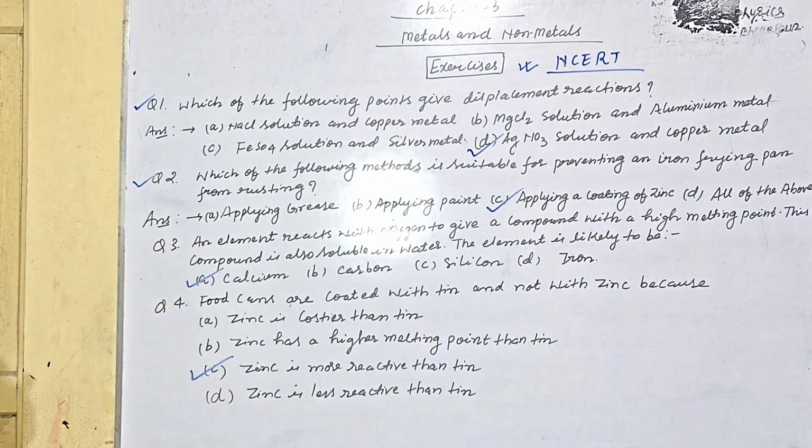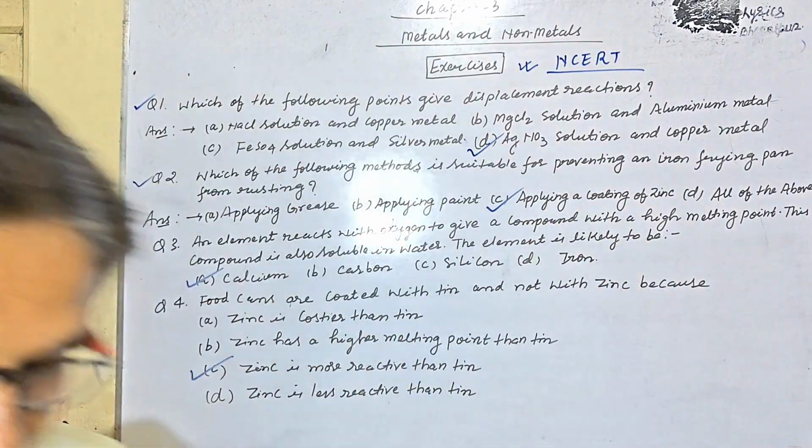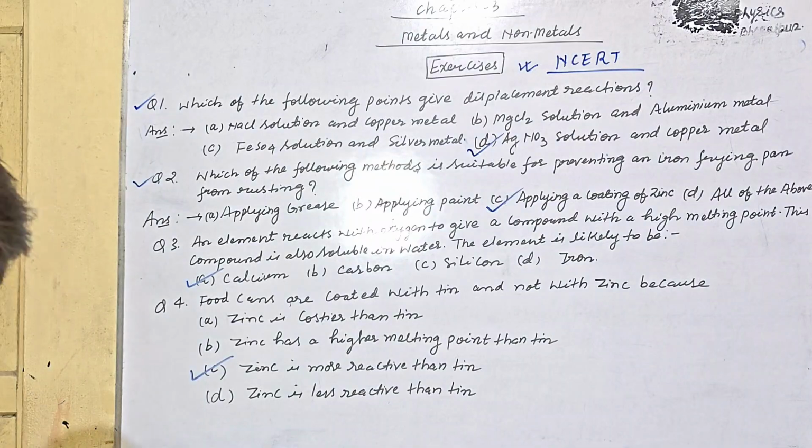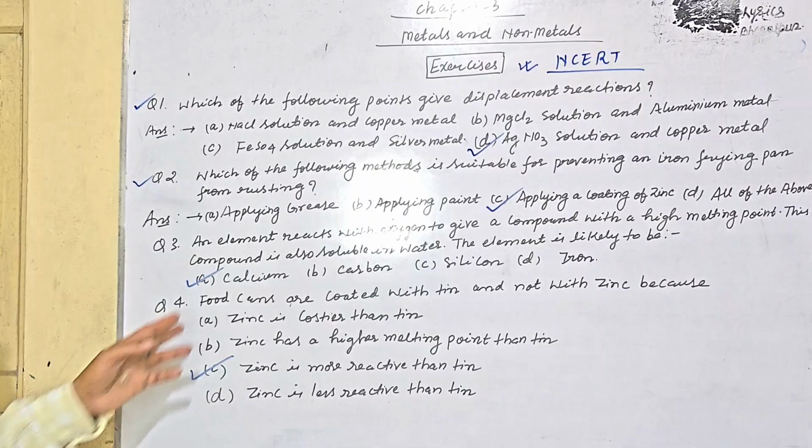Which of the following methods is suitable for preventing an iron frying pan from rusting? The best suitable method is to apply a coating of zinc, because zinc is more active than iron and the coating of zinc will prevent rusting of iron. Applying grease will spoil the food and the grease will burn when the pan is put over the flame. Applying paint will not serve the purpose because the paint will gradually come off when the frying pan is heated over the flame. So the answer is applying a coating of zinc.